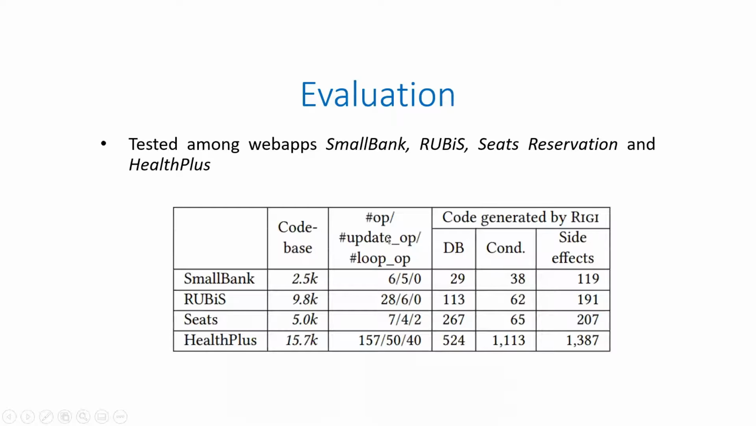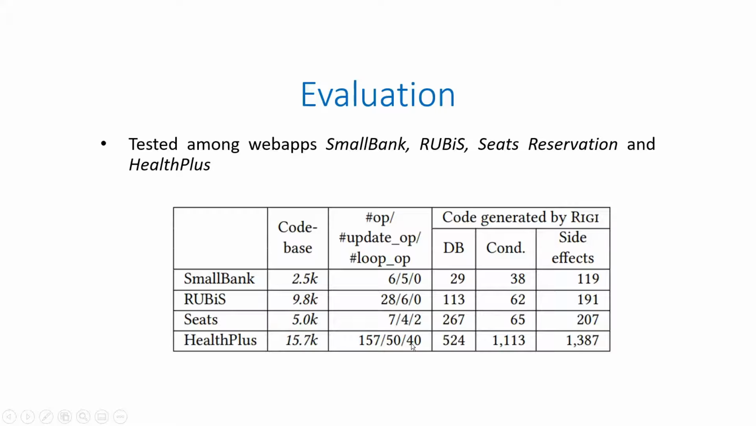So coming to evaluation, they took the 4 applications such as Small Bank, which is like a small banking application, Rubis, Seeds, reservations, and Health Plus. As we can see, the code base from Small Bank to Health Plus is gradually increasing. Rubis is 9.8K, Seeds 5.0K, and Health Plus 15.7K. Once the control flow graph is created, this is the analysis of the static analyzer RIGI.